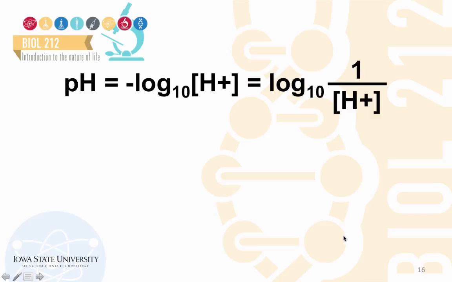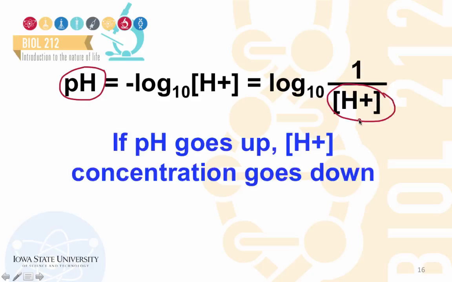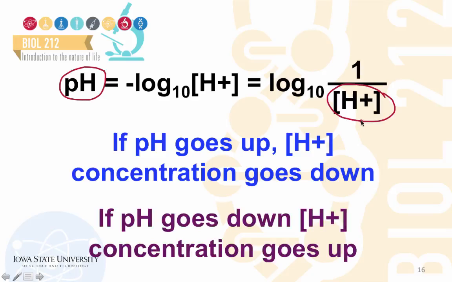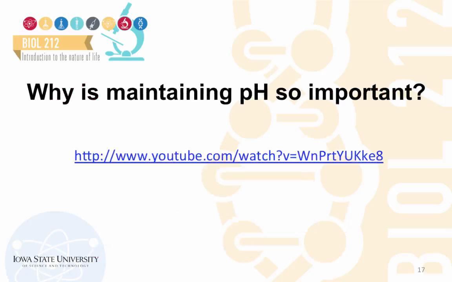Coming back to our formula for calculating the concentration of hydrogen ions, we can see that pH is inversely proportional to the hydrogen ion concentration within a solution. So, when the pH goes up, hydrogen ion concentration goes down. And when the pH goes down, hydrogen ion concentration goes up, meaning that the solution has a high hydrogen ion concentration. Let's look at a video that shows why maintaining pH is so important.